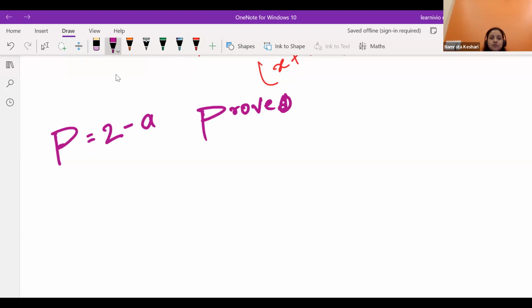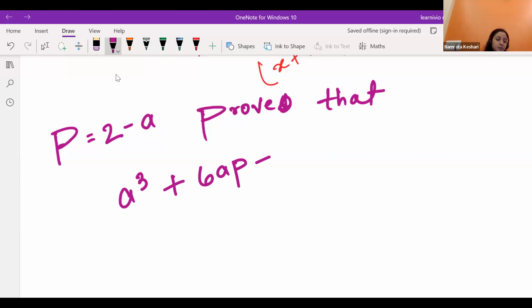Okay, let's do this question. a cube plus 6ab plus p cube is 8. If p is 2 minus a, then prove that this is 8.